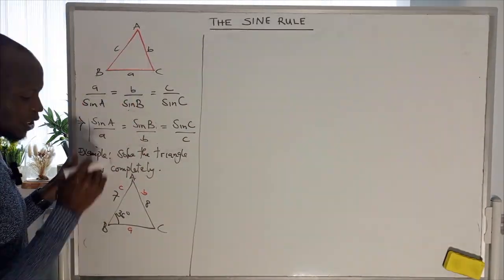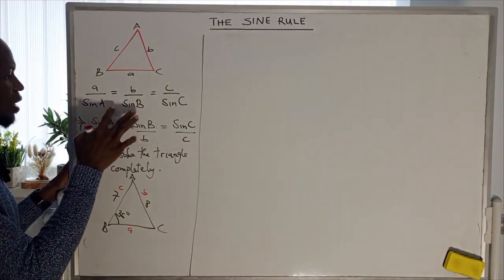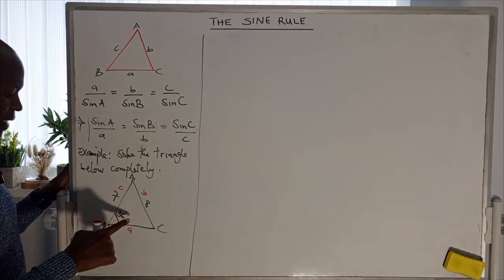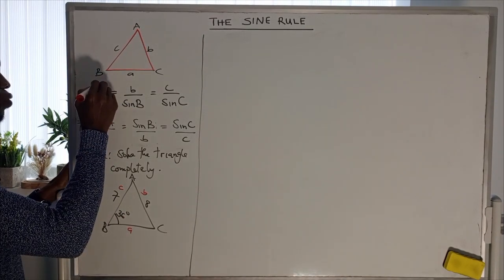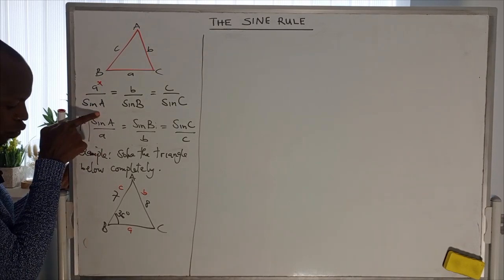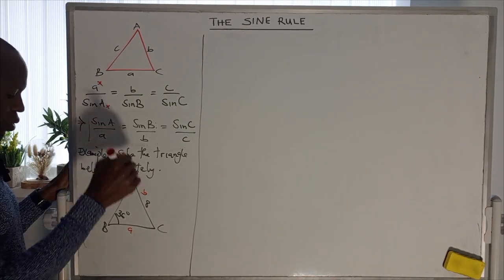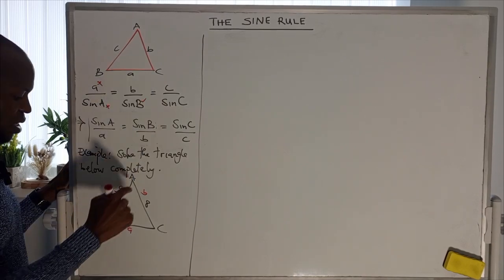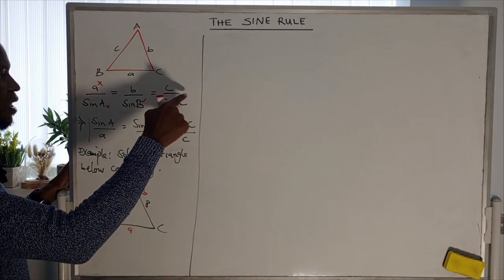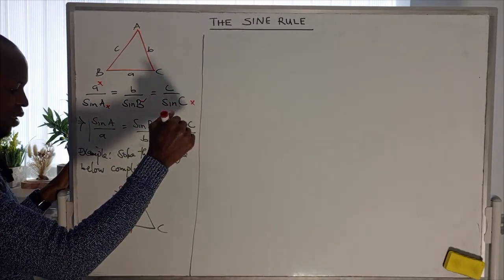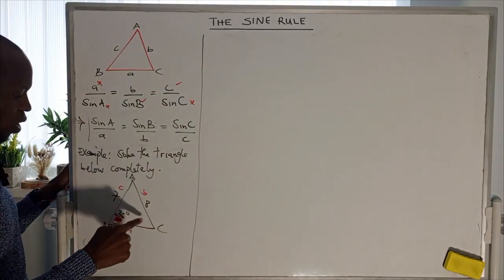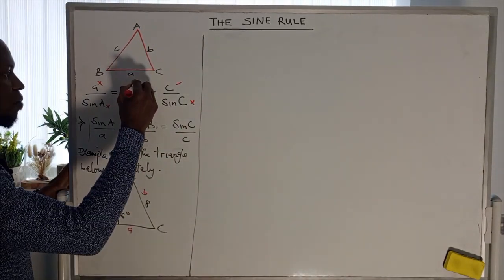Now, let's go to the sine rule. If I want to use the first two, let's check. Do I know my side A? No. Do I know my angle A? No. Do I know my angle B? I know my angle B. Do I know my angle C? I don't know my angle C. Do I know my side C? I know my side C. Do I know my side B? I know my side B.